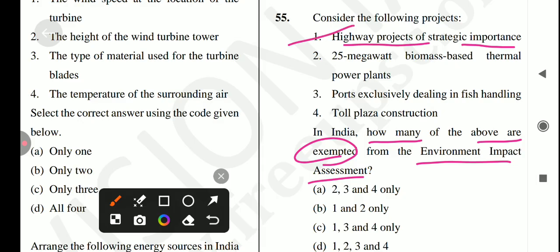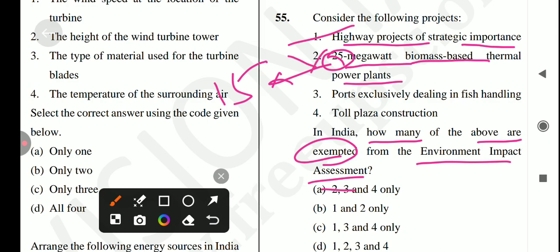Next is 25 megawatt biomass based thermal power plants. No, it's not 25, sorry, not 12, it's 15. Okay, so 15 megawatt. So the second statement is incorrect. If the second statement is incorrect, then by the elimination method, the answer will be option number C, which is 1, 3 and 4 is the correct answer.